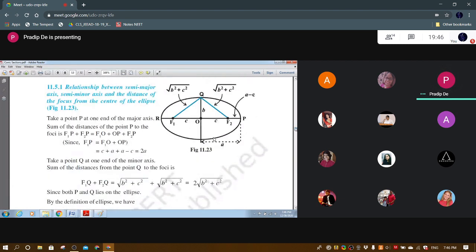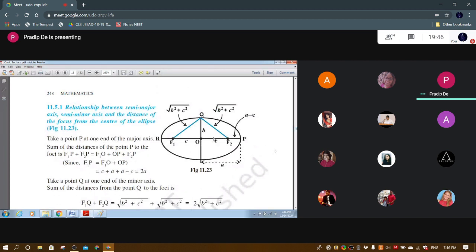What is the relation between them? See, we take 2 points. First, we take a point P at one endpoint of the major axis. So here's the point P. You see here, the point P at the end of the major axis. By the same property, the sum of the distances of this point P from the two foci, that is F1P plus F2P, must be constant. Suppose the length of any focus, say F1 or F2, from the center is C. We denote this length F1O or OF2 with C.